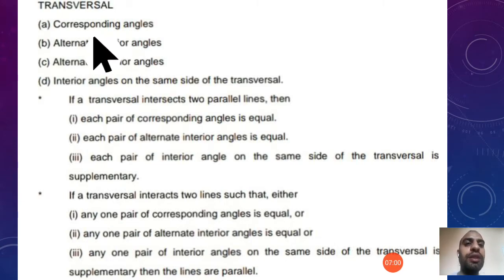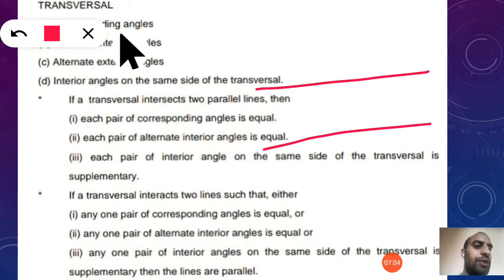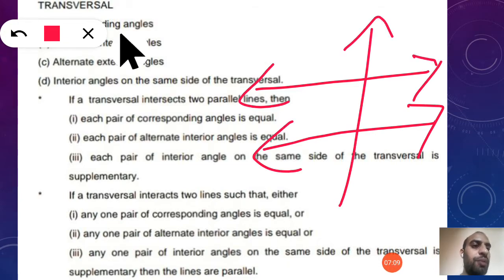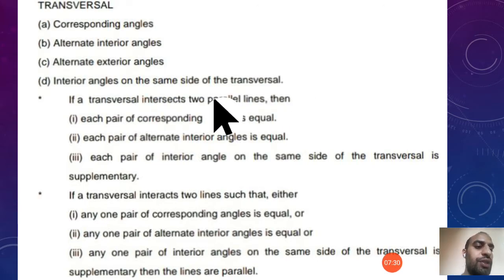Next, whenever we draw these two lines with a transversal, we get different types of angles, like 4 angles here and 4 here. So we can categorize them into different categories like corresponding angles, alternate interior angles, alternate exterior angles, and interior angles on the same side of the transversal line. These are 4 properties which we have used in this chapter.